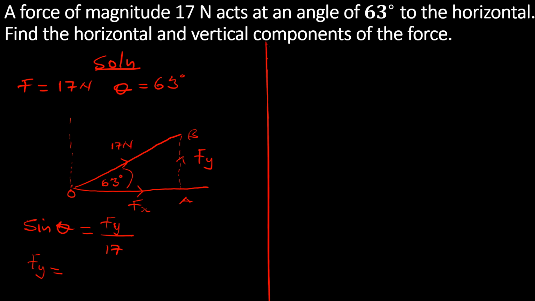is equal to 17 sine 63. Okay, let's use our calculator. So sine 63 will give us 0.89.